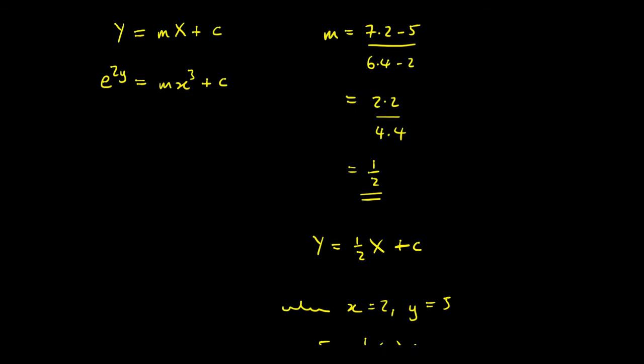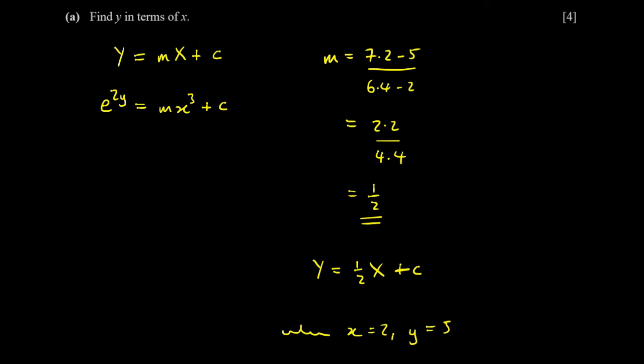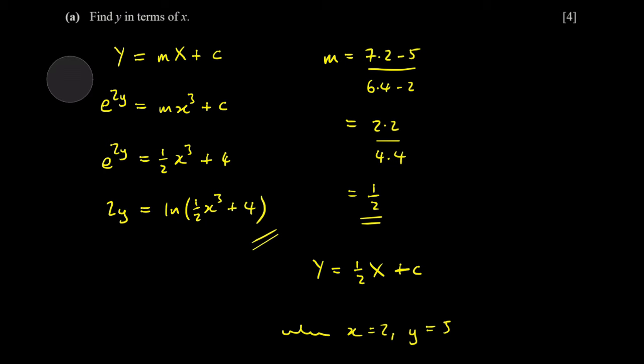So if we go back up here, basically what we're saying is e to the 2y is going to be equal to a half x cubed plus 4. And so if we rearrange this, we're going to get 2y is equal to the natural log of a half x cubed plus 4. And so then the final answer is we're just going to divide that through by 2. So just get that, divide through by 2, get rid of that, like that. That will be our final answer.